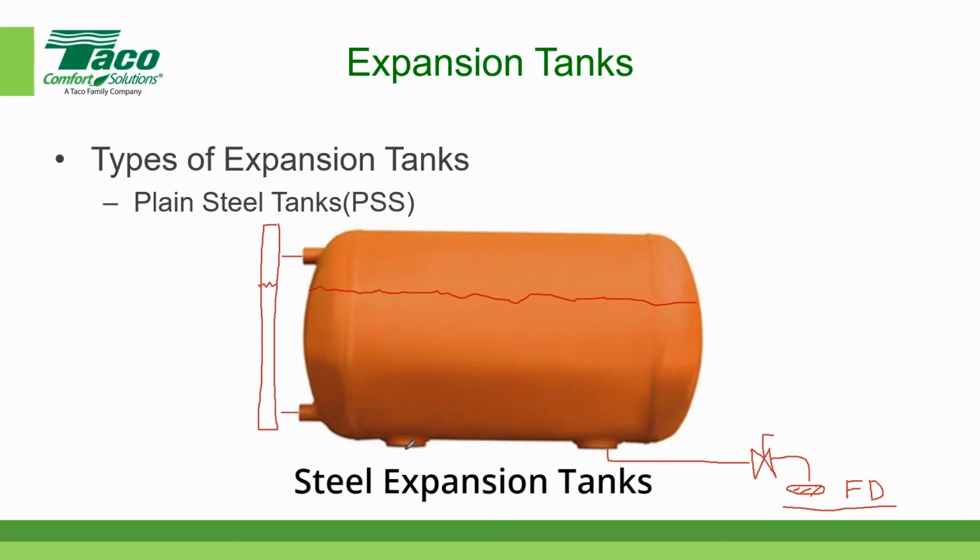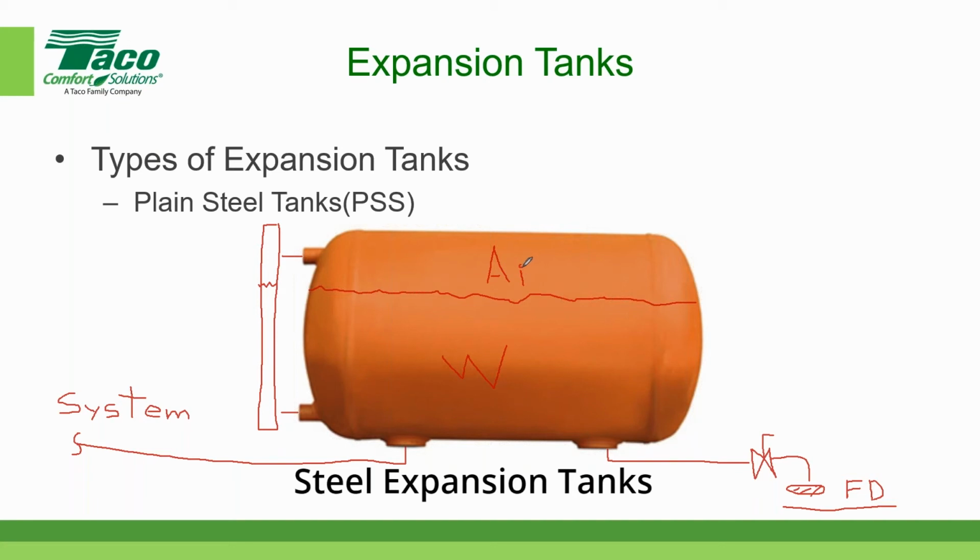Okay, and then the other connection goes to the system. And all I'm going to do is have a broken line here and just call it the system. I'm not going to show any details for the piping on the system. When it comes to the expansion tank, that's pretty much all there is to a plain steel tank. So just to make sure that everybody's on the same page, the lower half of this tank is filled with water and the upper half of this tank is filled with air.